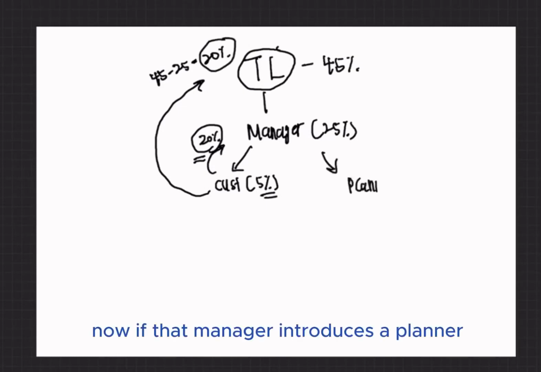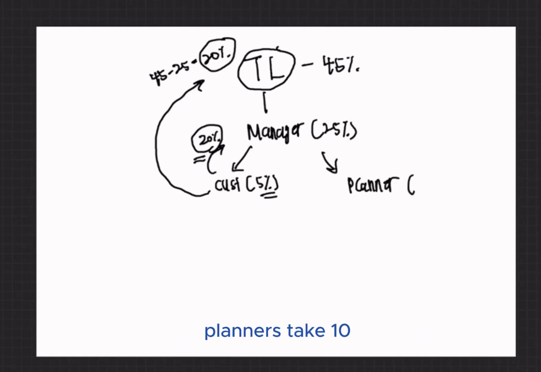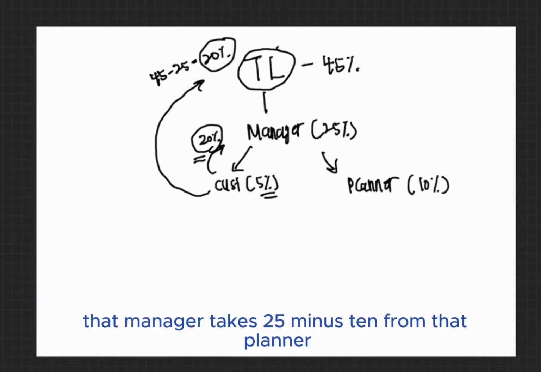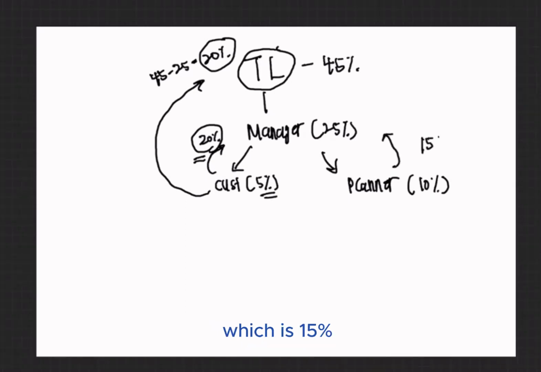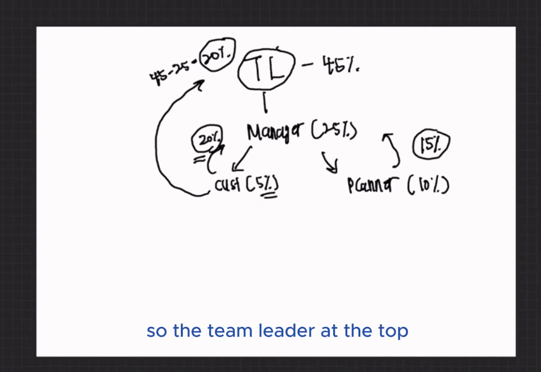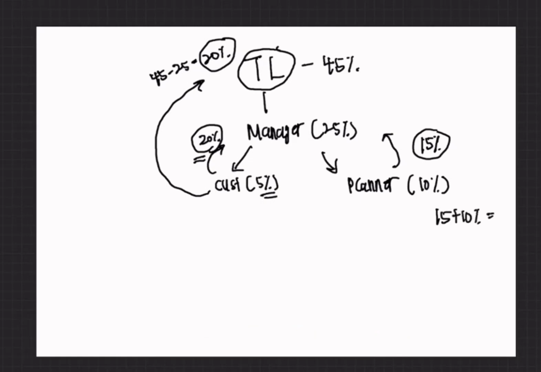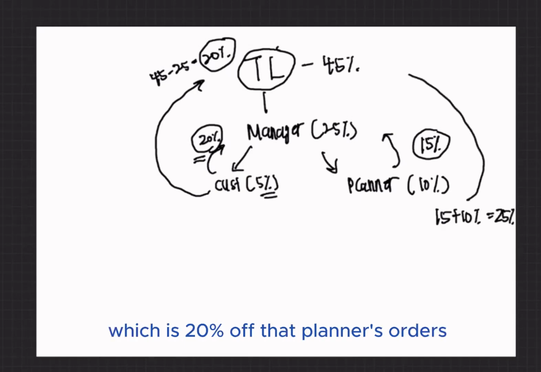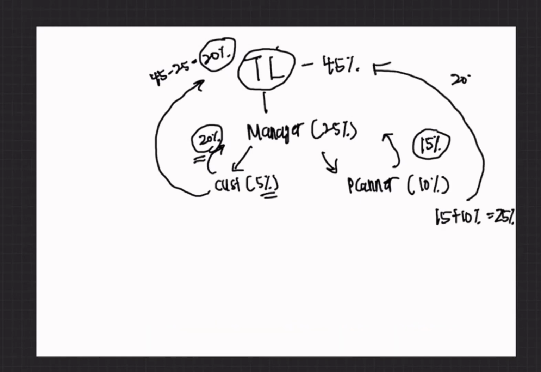Now if that manager introduces a planner, planners take 10. That manager takes 25 minus 10 from that planner, which is 15%. So we've given away 10% plus 15%, which is 25%. So the team leader at the top makes 45 minus 25%, which is 20% off that planner's orders.